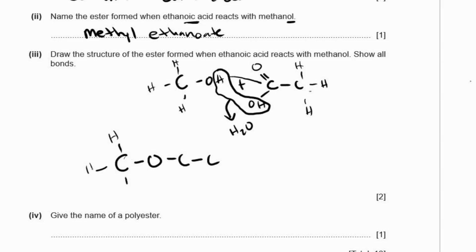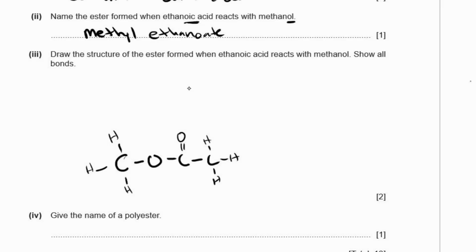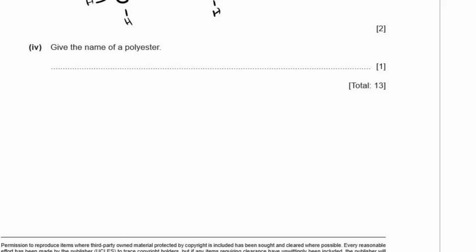So we have an H, H, H off of the first one. We have a double bond O off the second one. And that's already 4 bonds on there, so don't draw another H. And we have H, H, H. There we go. That's it. That's all it asks for. So this is all that's being asked for. 4. Give the name of a polyester, and a polyester you should know is called terylene.